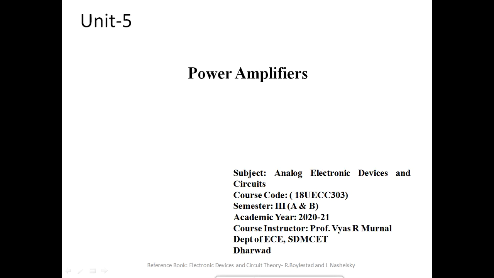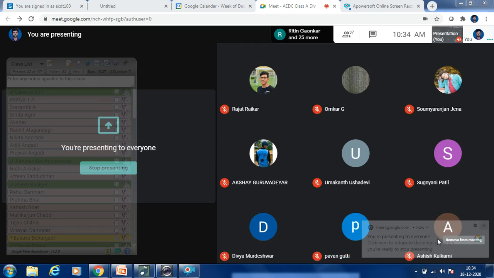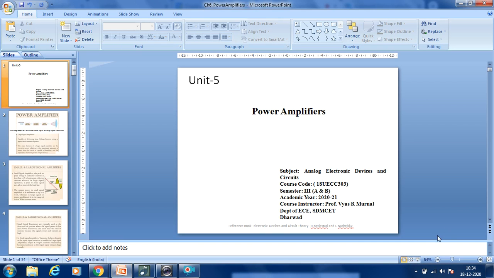All right. So we will start off with our last chapter, unit wise. Okay. So it's the last unit. The last unit is on power amplifiers.